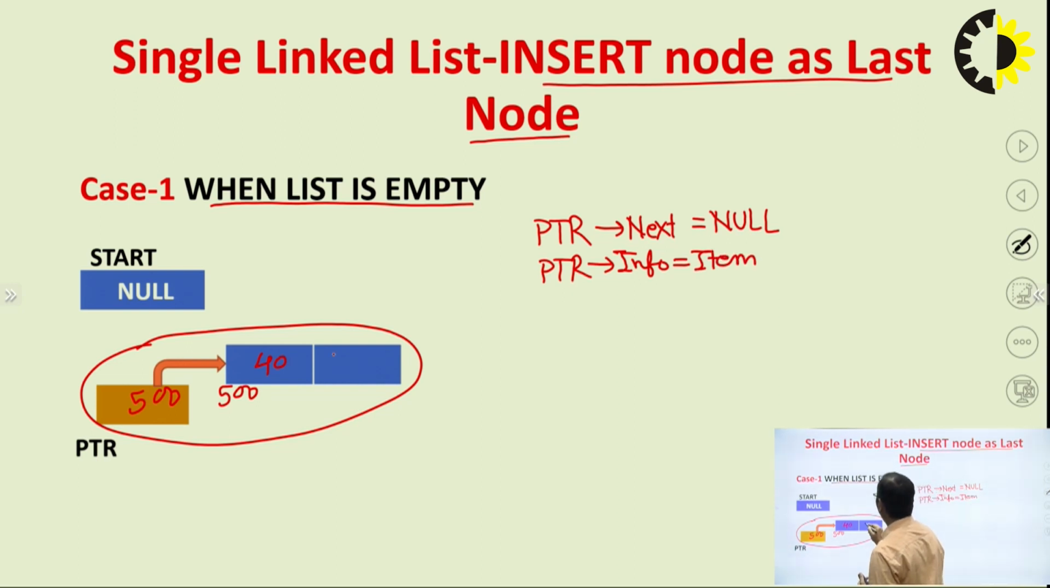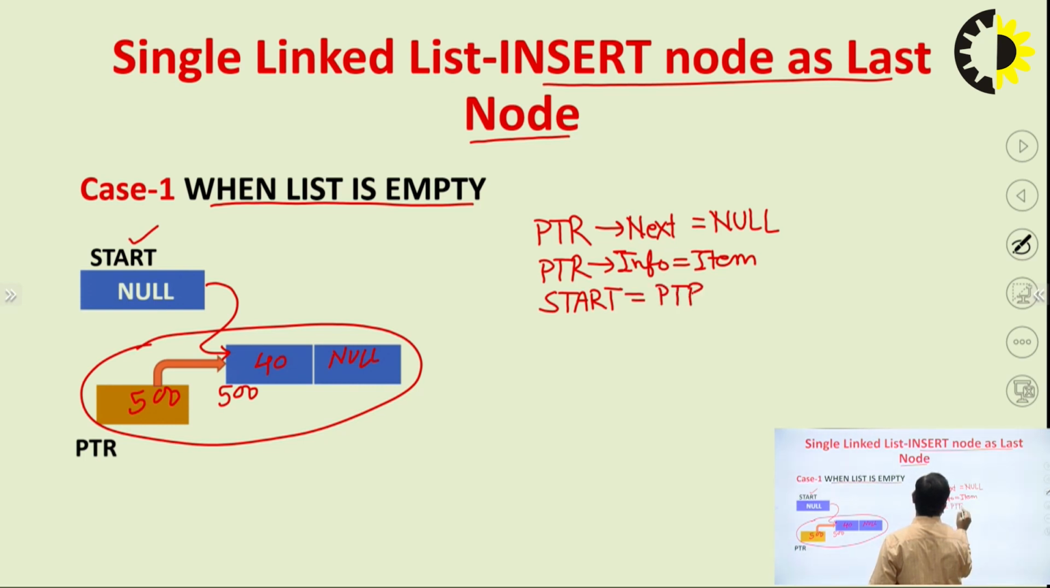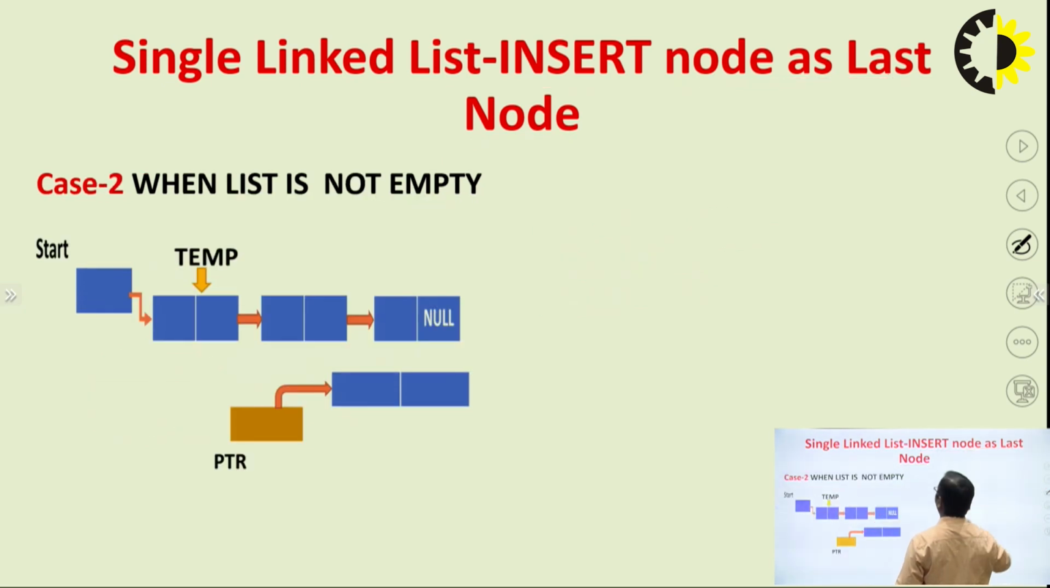Now where do we have to change? We have to change start also. Now start will not contain the null, it will contain the address of the last node or the first node. So this is the case when the list is empty. Now when the list is not empty, that we will also cover, and we have to write a different code for this case.